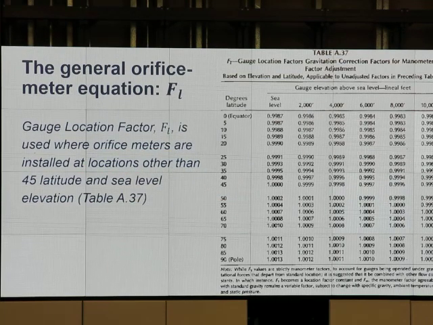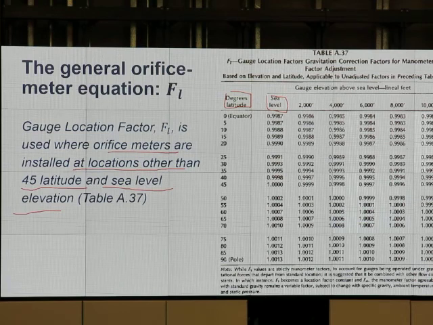Gauge location factor: where the orifice meters are installed, at a location other than 45 degrees latitude and sea level elevation. If I'm at 45 degree latitude and at sea level, the multiplication is 1. If I go up on a mountain, let's say 2,000 or 4,000 feet, and move toward the equator, the multiplication factor changes. It's almost 1, but why does that matter?